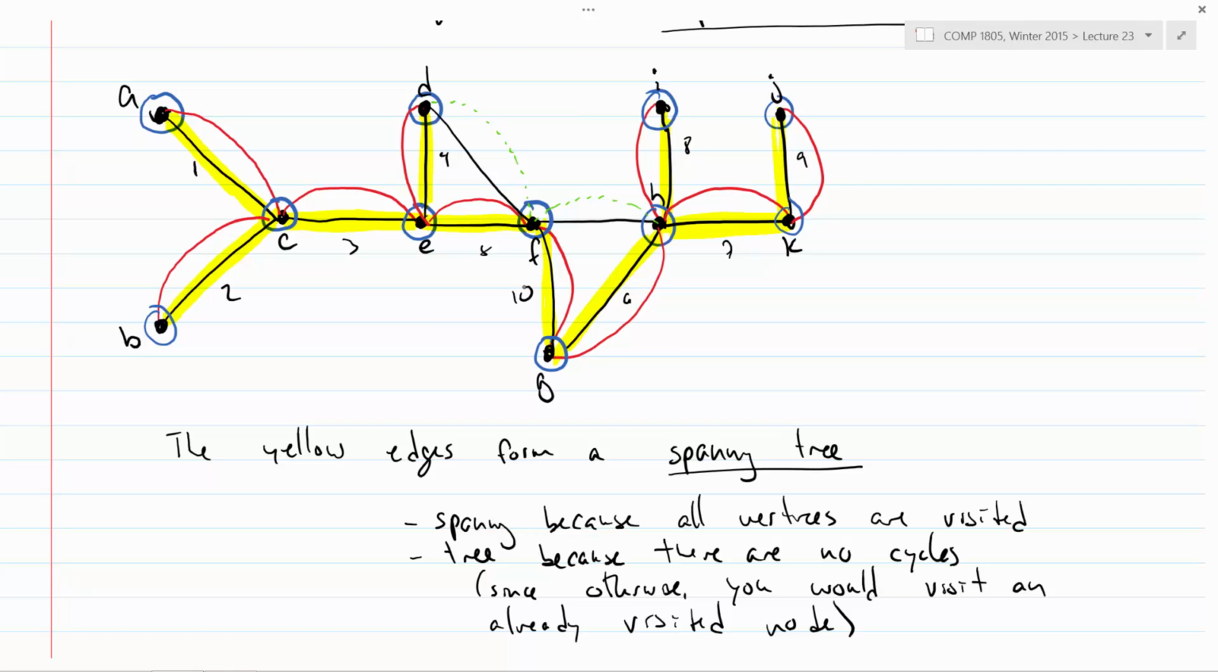Does anyone see why that has to be the case? Yeah? Well, I'm sort of looking at it inductively. If you have 2 vertices, you have 1 edge between them. If you add a third vertex, you add 1 more edge in order for it to be a tree, right? You can't have 2 more edges, because that would be a cycle. Right, so yeah, you're on the right track.